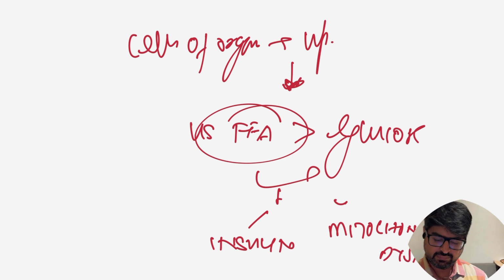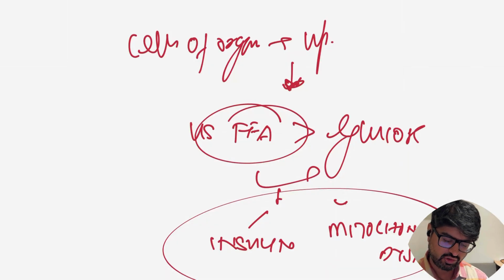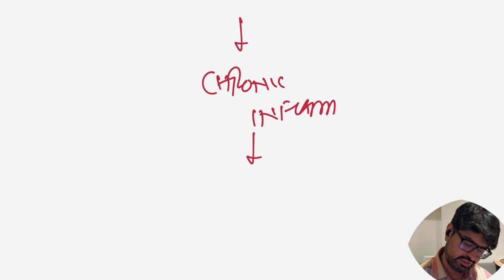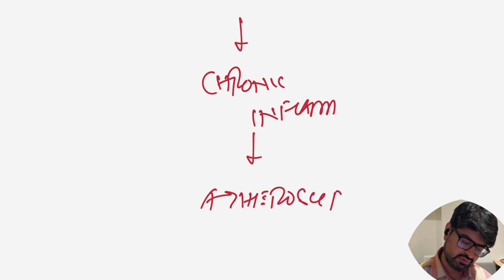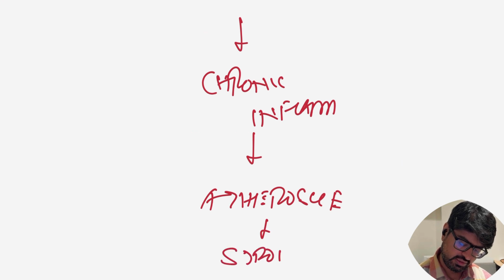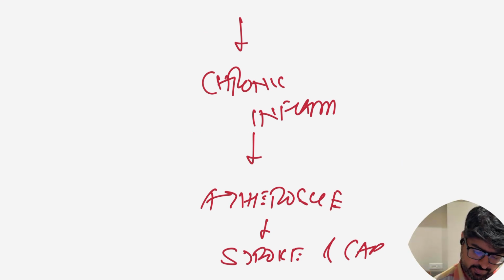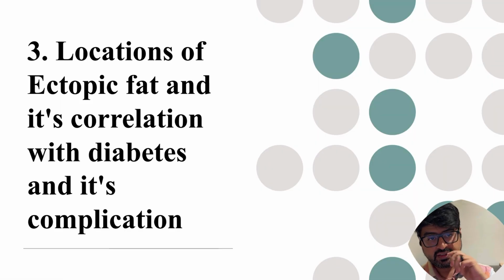Ultimately all these things lead to mitochondrial dysfunction and insulin resistance, which lead to chronic inflammation, and this chronic inflammation leads to atherosclerosis, which in turn leads to stroke and coronary artery disease. So this is how the whole cycle really operates. Now remember, we talked about fat in the liver, we talked about fat in the pancreas. Now I'll show you how fat in each of these organs leads to organ dysfunction.